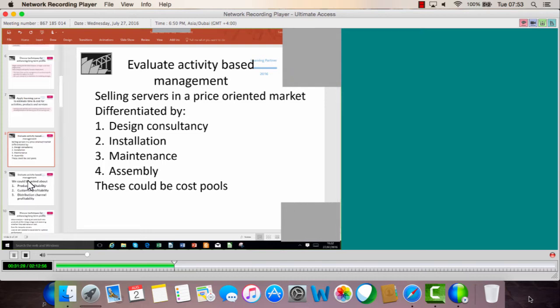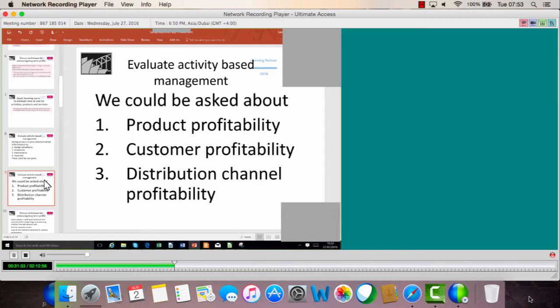Let me now resume, and we'll now look at how you could be asked questions. I think I sort of hinted at this already when I was looking at the syllabus, and we were talking about this. We can see that there's a real opportunity to look at the product profitability, and I was particularly concerned with that a minute or two ago when we were looking at what I considered to be the potential cost pools associated with these servers.